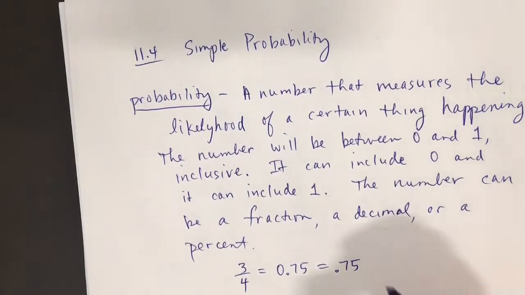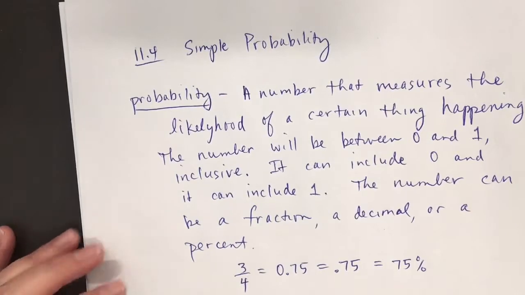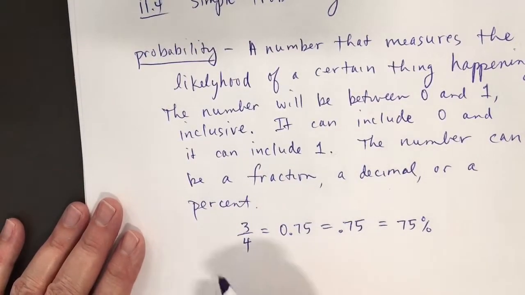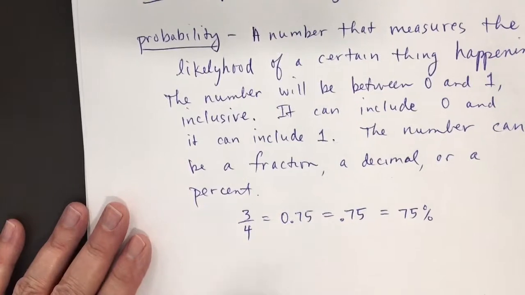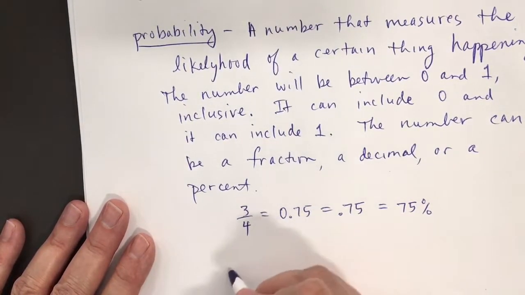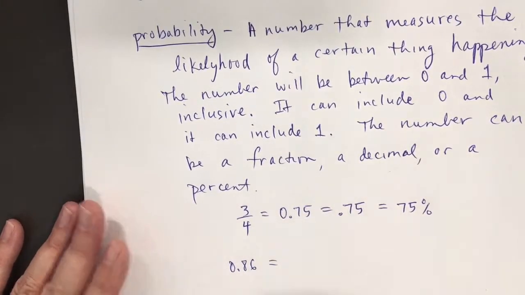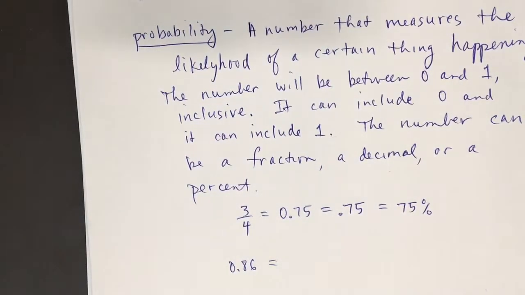How do I change 0.75 to a percent? Move it 2 places to the right and write 75%. Now suppose you've put a problem into your calculator and you got the decimal and they wanted a fraction. So suppose that you'd gotten something like 0.86. And I need to change that to a fraction.